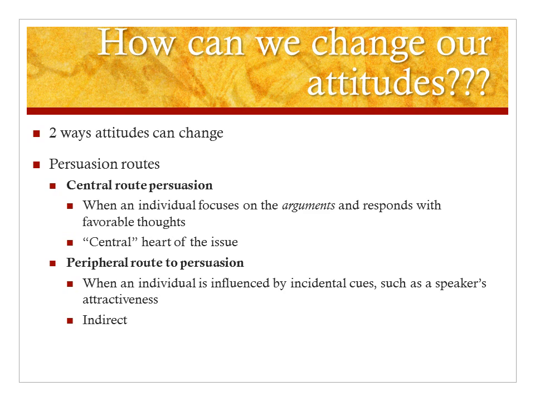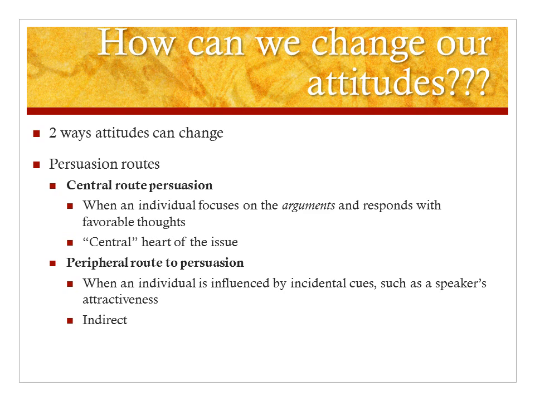The first way is the central route persuasion. When an individual focuses on arguments and responds with favorable thoughts, they really give you all the details. You should take psychology because you're going to need it in college, because a lot of the course is going to deal with real life stuff. A lot of the course is going to, you could get an AP credit. Okay, peripheral route persuasion is when an individual is influenced by incidental cues such as the speaker's attractiveness. It's very indirect. Okay, so maybe I could tell you to take AP psychology and I could pass out candy and cookies and try and kind of persuade you that way.